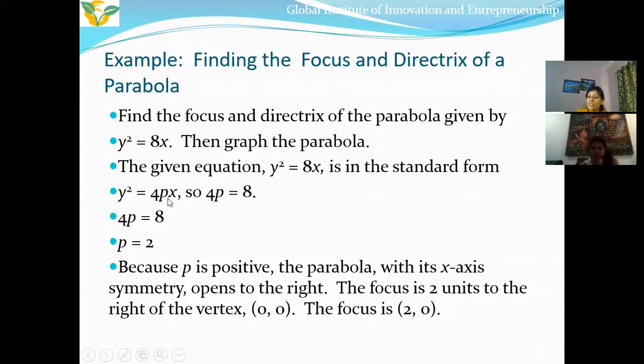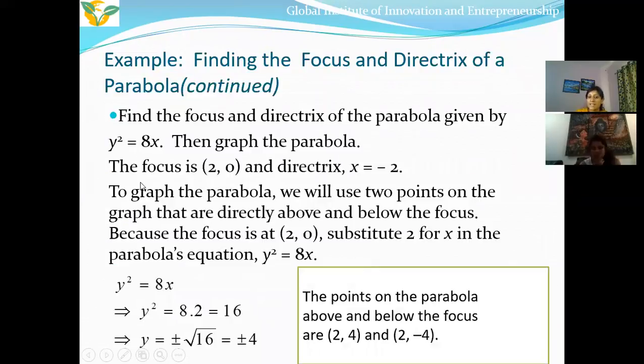This is on the positive x-axis, so the focus is (a, 0), that is (2, 0). Next example, suppose it is on the negative side. When the parabola opens towards the right, the directrix will be on the left-hand side, that is x is equal to minus a. As we got the a value to be plus 2, the directrix equation will be x is equal to minus 2.